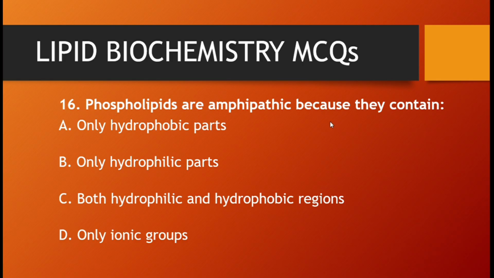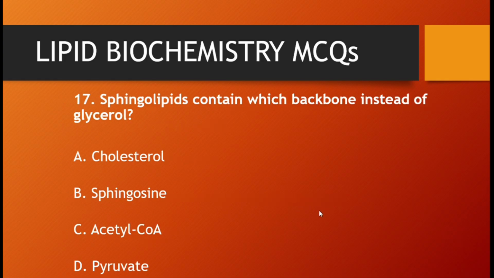16. Phospholipids are amphipathic because they contain A, only hydrophobic parts, B, only hydrophilic parts. Hydrophobic are those parts that don't love water. Hydrophilic, those parts that love water. C, both hydrophilic and hydrophobic regions. D, only ionic groups. Already, without telling you, the correct option here is what? It is C. So phospholipid contains both hydrophilic parts and hydrophobic parts or regions. Number 17.